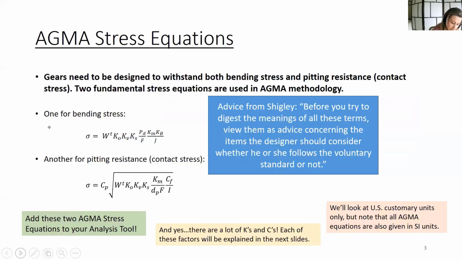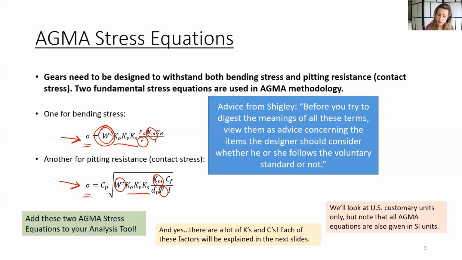We have one for bending stress and one for pitting resistance or contact stress. So you'll notice that some of the terms appear twice or in both equations. So the transmitted load appears in both, KO, KV, KS appears in both, face width, and KM. So there are lots of different factors. I wouldn't expect you to know what any of them are, except of course for WT, that's the transmitted load. And then we know that sigma is stress.